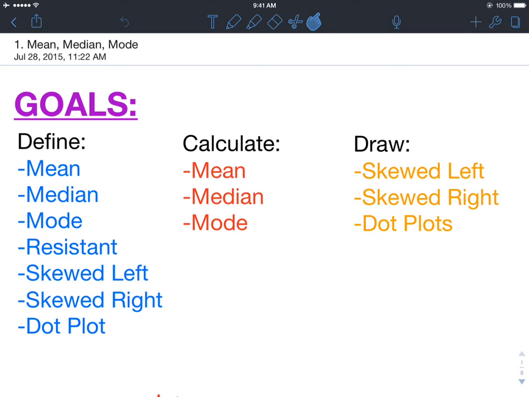We are going to take a look at some basic terminology, calculations, and drawings we'll use for the rest of stats. By the end of the lesson, you should be able to define all of these, calculate, and draw.